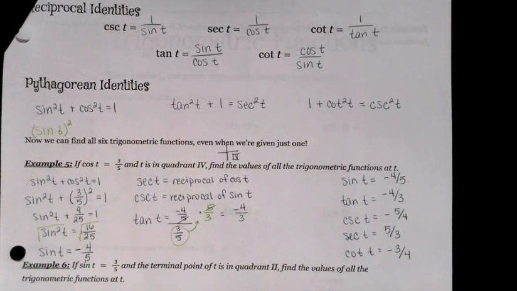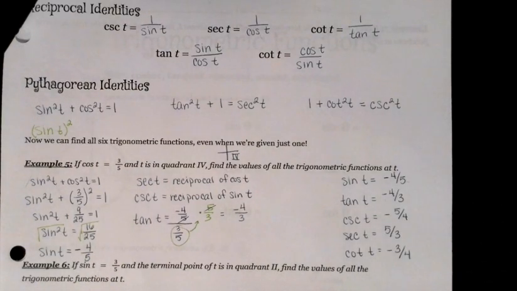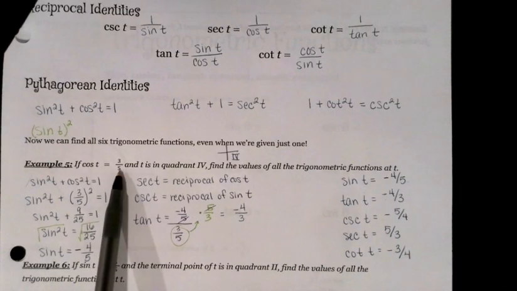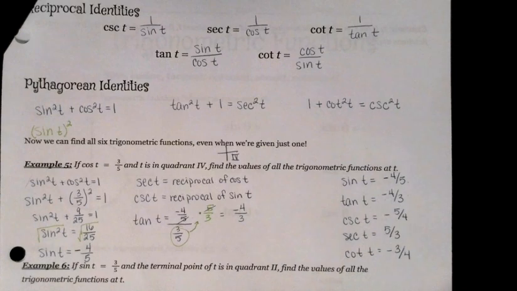And we found all of our trig functions. We have the 5 here, and then the 6th one is what we started with. So even though we were only given a small piece of information, using these identities, we can find all 6.